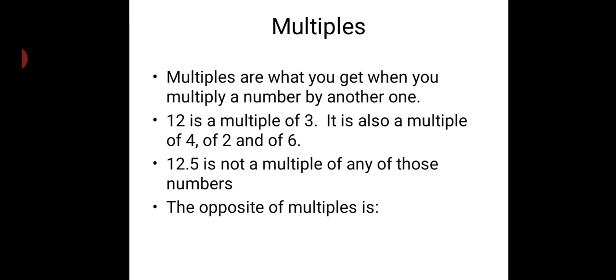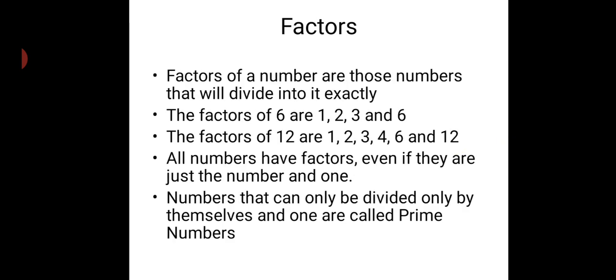But 12.5 is not a multiple of any of those numbers. Multiples are unlimited. We can find the multiples of any number infinitely. The opposite of multiples are factors. Now we will see what factors are. Factors of a number are those numbers that will divide into it exactly. If any number divides another number completely with no remainder, that means it is a factor.